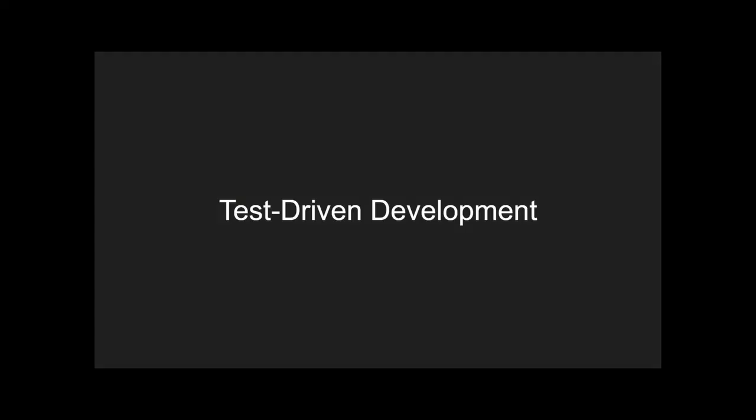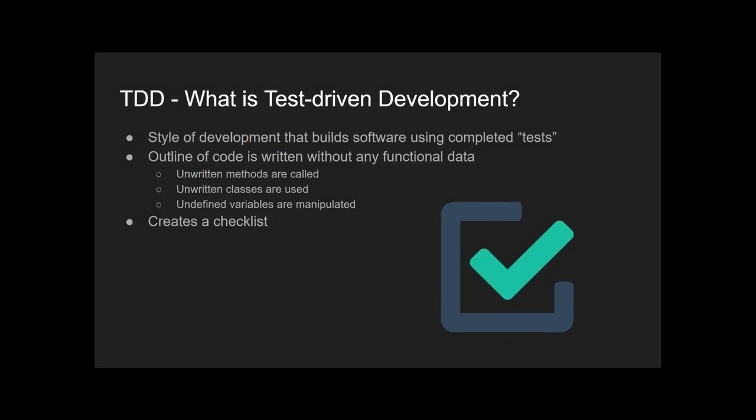Now we're moving on to test-driven development. What is test-driven development? Test-driven development is a style of development that builds software using completed tests. First, an outline of code is written without any functional data. The program is meant to fail. You use unwritten methods, classes are used that are unfinished, and undefined variables are often manipulated. What this does is it creates a checklist. You have a clear starting point and a clear finish line.